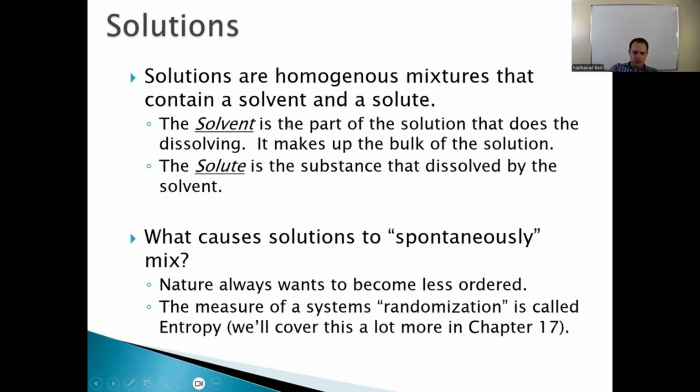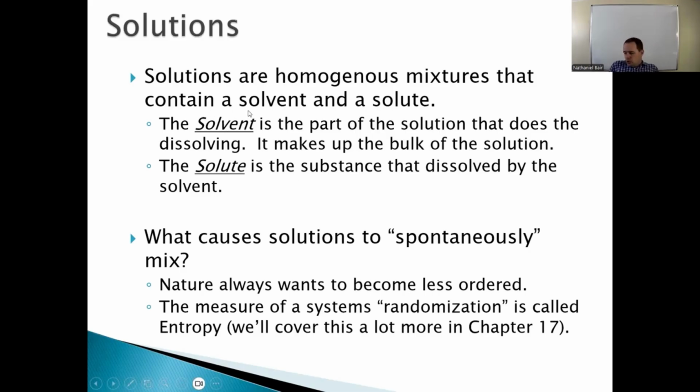So, solutions. What is a solution? A solution is a synonym for a more complex term called homogeneous mixture. And it essentially says that you got one uniform consistency or layer. And what do you find in a solution? Well, you got stuff that's dissolved, that's called the solute. And you got stuff that does the dissolving, that's called the solvent. So the solvent does the dissolving.